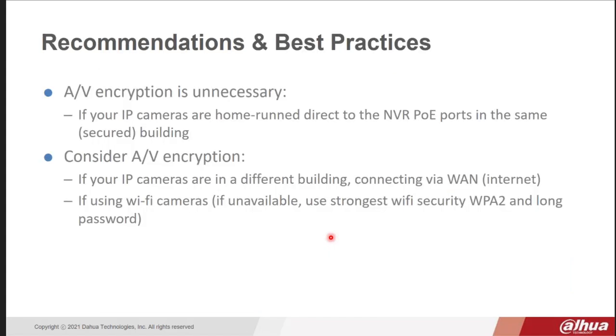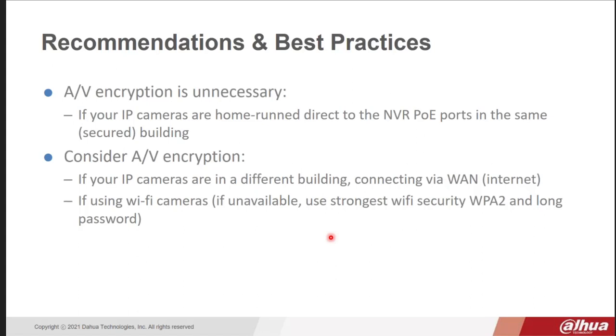So now we've taken a look, we've gotten an overview of all these different security modules and features, and we've got some recommendations and best practices. So AV encryption is probably unnecessary if your IP cameras are home run directly to the NVR PoE ports. Assuming they're in the same building and it's secure, you know, the people that are going in there. If they're home run to the NVR, then that connection is not really going over to the internet.